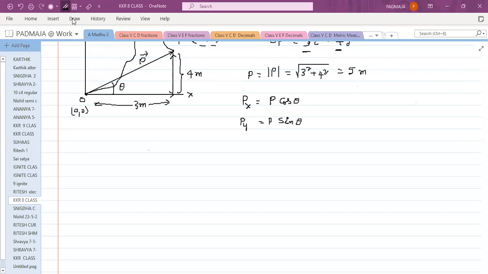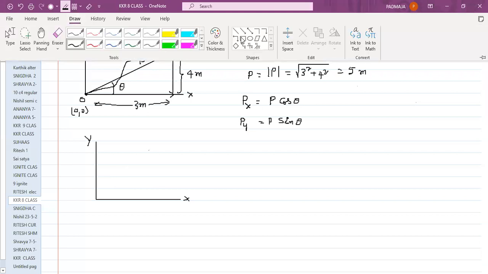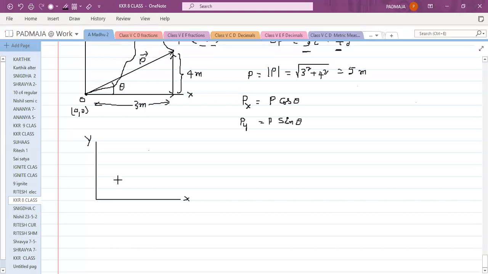Now, I'll give you just an example of how to resolve the components of a vector. Suppose this is an xy plane. In this xy plane, you have a vector P bar which makes an angle theta equal to 30 degrees with the x-axis. And the magnitude of the vector P bar is 10 units.